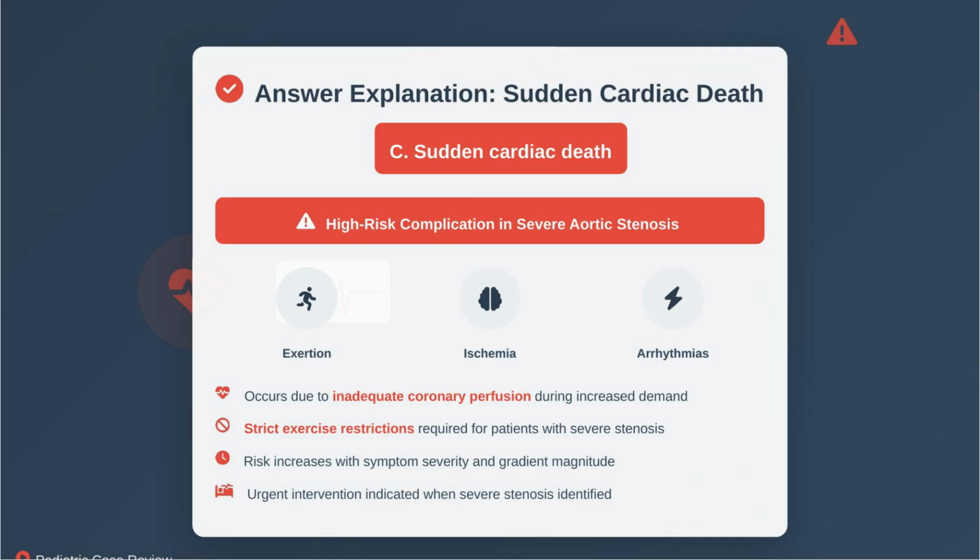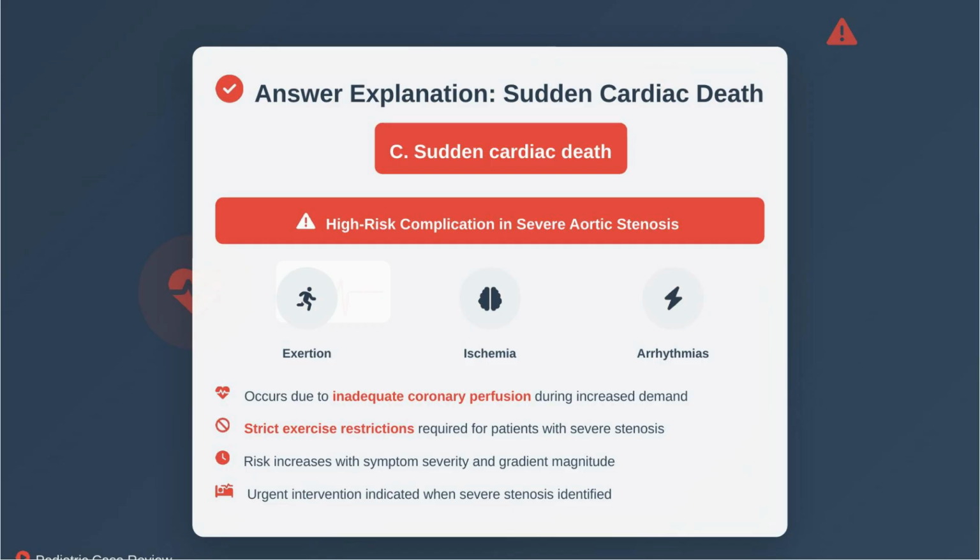Sudden cardiac death. Severe aortic stenosis carries a significant risk of sudden cardiac death, particularly during exertion. This occurs due to inadequate coronary perfusion during increased demand, leading to myocardial ischemia, arrhythmias, and cardiovascular collapse. This risk underlies the strict exercise restrictions recommended for patients with severe aortic stenosis and the urgency for intervention when severe stenosis is identified.